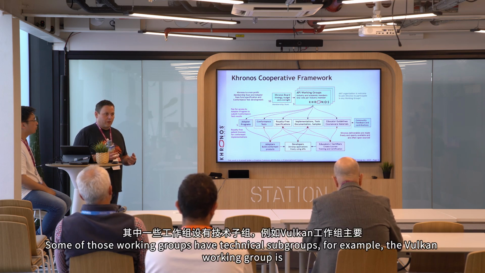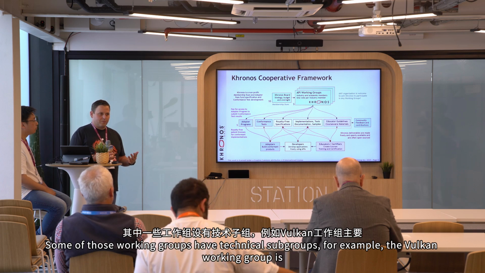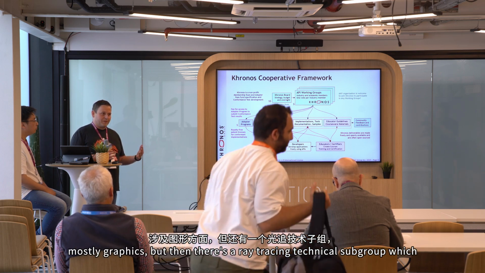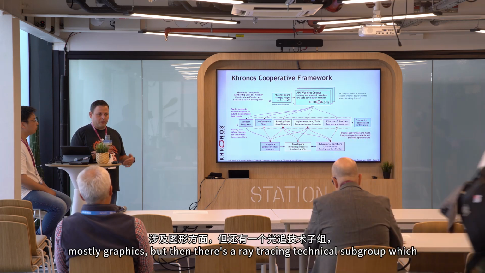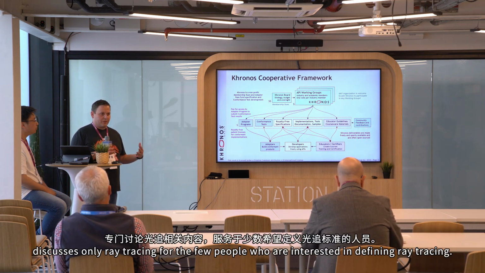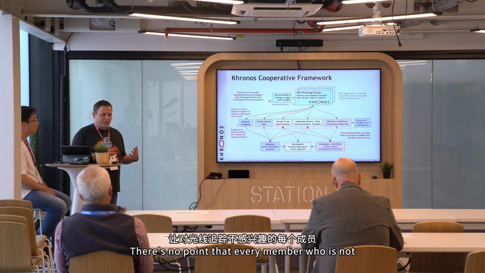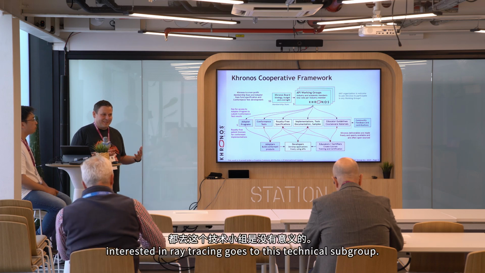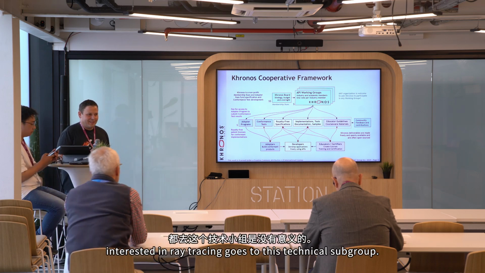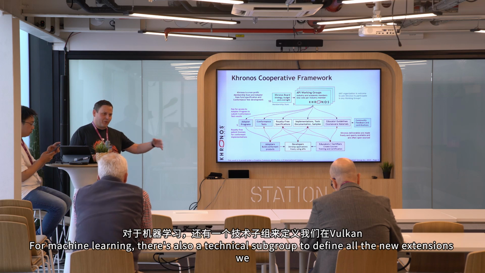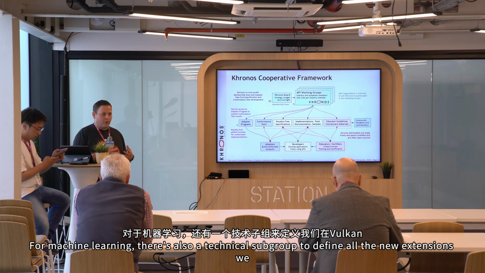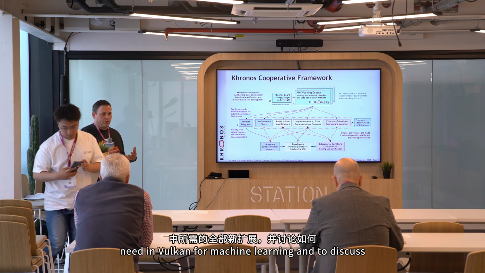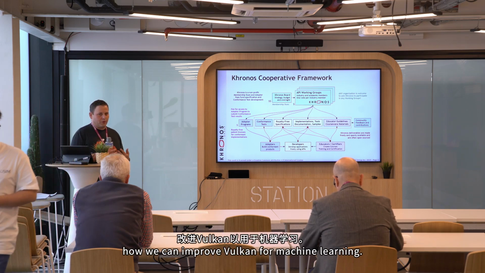Some of those working groups have technical subgroups. For example, the Vulkan working group is mostly graphics, but then there's a ray tracing technical subgroup, which discusses only ray tracing for the few people who are interested in defining ray tracing. There's no point that every member who is not interested in ray tracing goes to this technical subgroup. For machine learning, there's also a technical subgroup to define all the new extensions we need in Vulkan for machine learning and to discuss how we can improve Vulkan for machine learning.